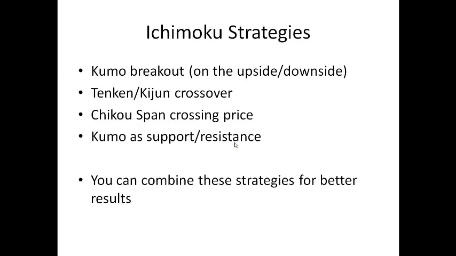Let's look at the various Ichimoku strategies. One of the most common Ichimoku strategies is a Kumo breakout. This can be either on the upside or the downside. Another strategy is the crossover between the Tenkan-sen and the Kijun-sen. This is similar to most of the moving average crossover strategies. Another strategy is a Chikou span crossing the price.